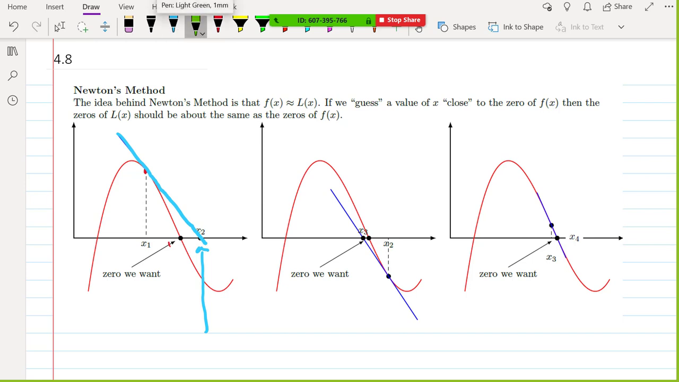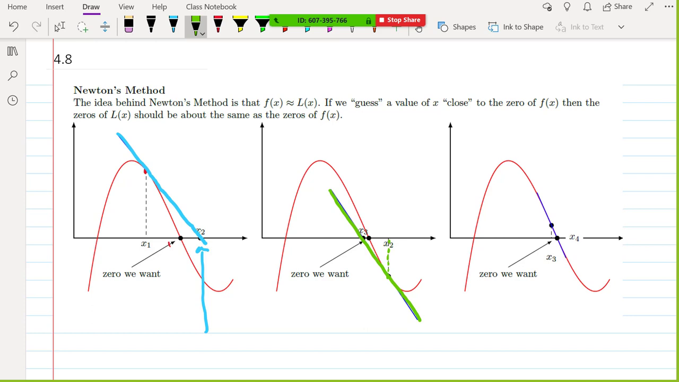Then we move to the middle picture, we rinse and repeat that process. And so this is why it's called an iterative process. We then go down, find the tangent line to the curve at that point, once again, and then we find the 0 of that tangent line to get our next point, x3. So notice each time we do this, we get closer and closer to the actual solution to that equation.